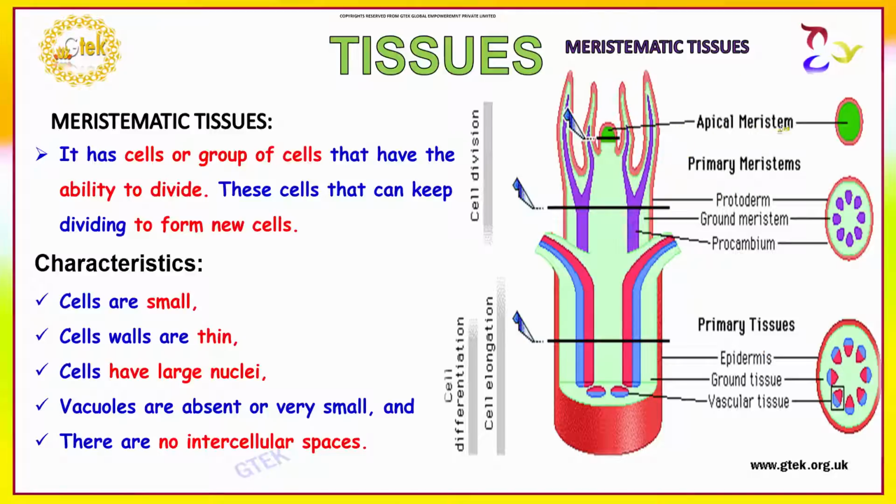It has the apical meristems. You can see it over here. This is represented here. The primary meristems are protoderm, ground meristem, and procambium. The outer surface is protoderm, and the primary tissue is the epidermis. Here the epidermis is here. Ground tissue, the light green color, is represented by ground tissue. Vascular tissue is inside. So these are all called meristematic tissue.